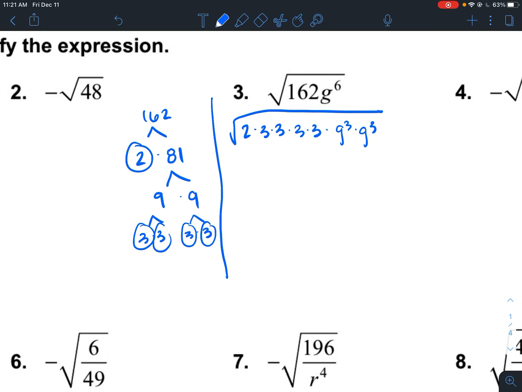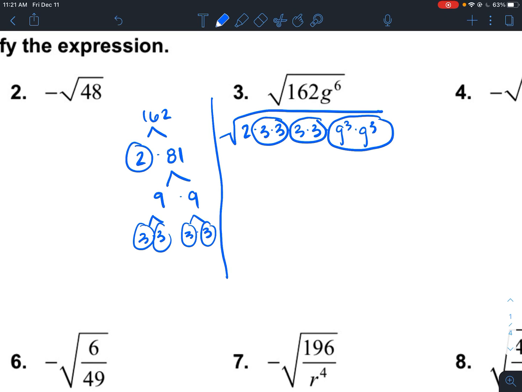So now I'm going to do what's called grouping. It's like taking the square root by grouping. Now this is a square root, which means I'm looking for groups of 2. If I can group like terms into groups of 2, I can factor that out. So here I have a group of 3 and a group of 3 right here. And here I have a group of g cubed.